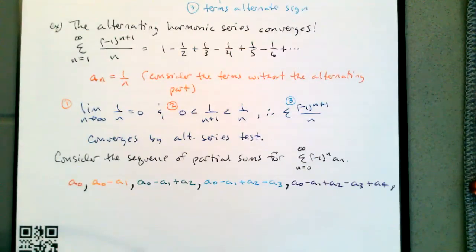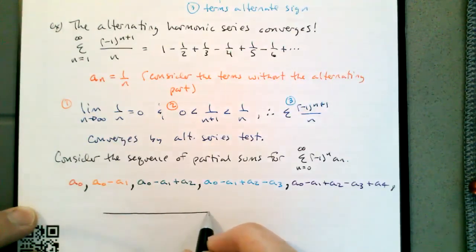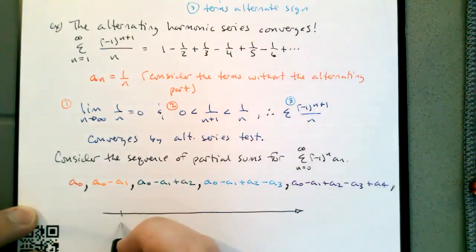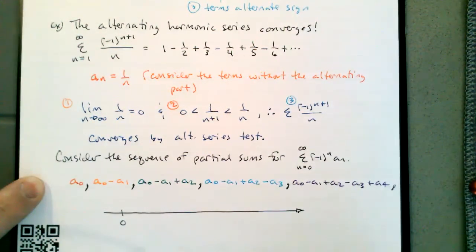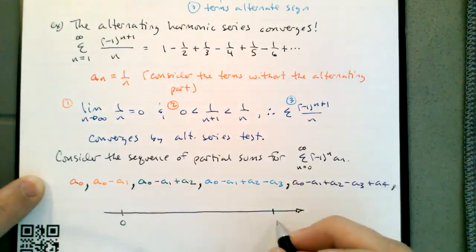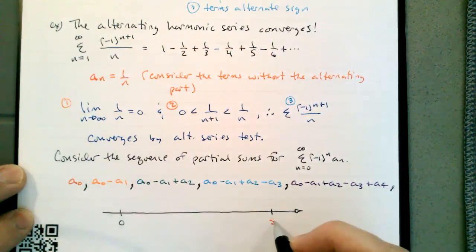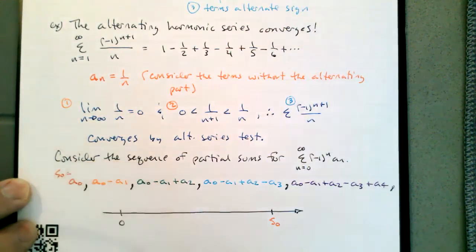If we plot this sequence of partial sums on the number line, if we start off with 0, then the first term is going to be a0. And so that's going to end up out here somewhere. I'm going to have to give these names. I'm going to call that S0. Let's say S0 is A0.